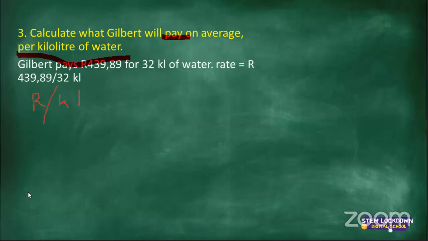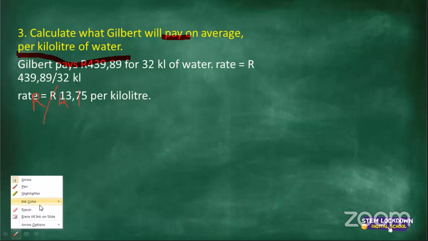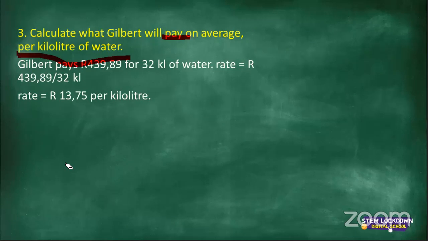Then how do we do that? Gilbert will pay 439 rands 89 cents for 32 kiloliters of water. So how do we do the calculations? It's going to be the 439 rands 89 cents divided by 32, which is rands divided by the kiloliters. Then your answer would be 13 rands 75 cents. 13 rands 75 cents per kiloliter.